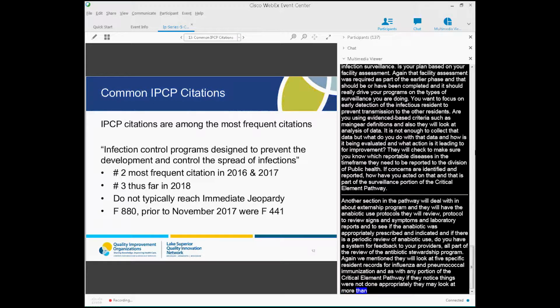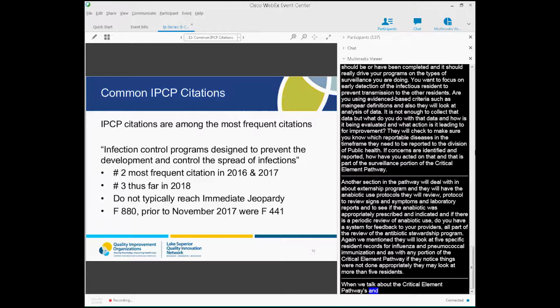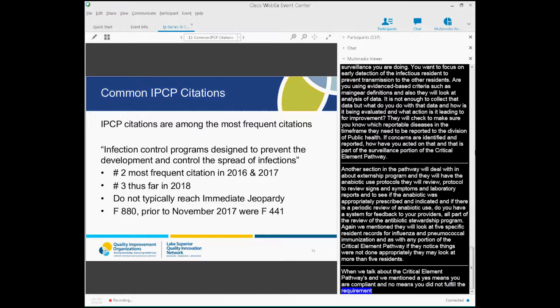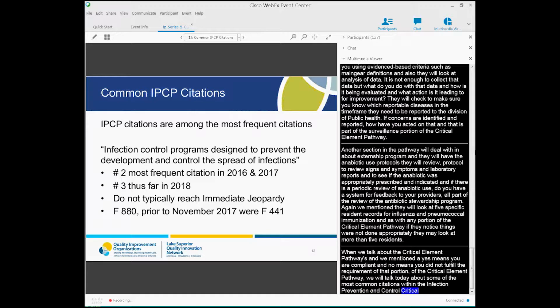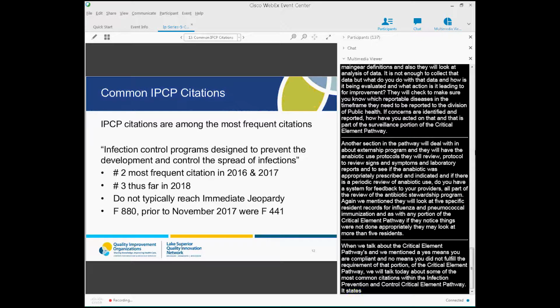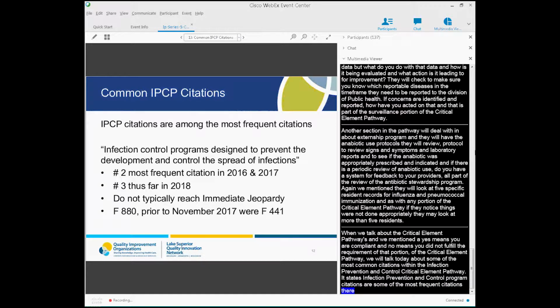So when we talk about the critical element pathway in those 8 sections, a yes means that you're compliant, and no means that you didn't fulfill the requirements of that portion of the critical element pathway. We're going to talk today about some of the most common citations within the infection prevention and control critical element pathway. Infection prevention and control program citations are some of the most frequent citations that there are. Infection control programs must be designed to prevent the development and control the spread of infections.